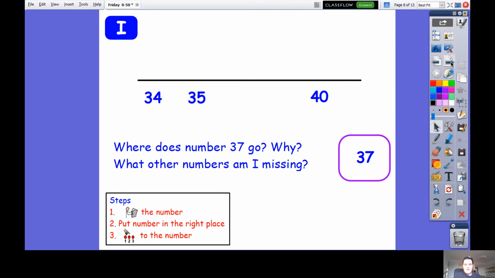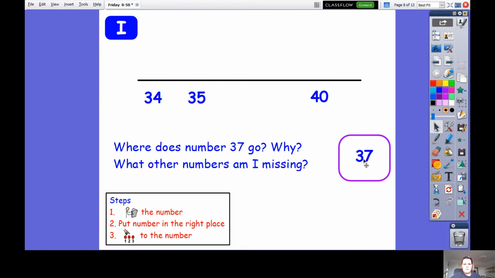So my number is 37. So I need to figure out where it should go on this line. I've got some gaps in my line. I've got to figure out whether it should go here, or here, or here, here.